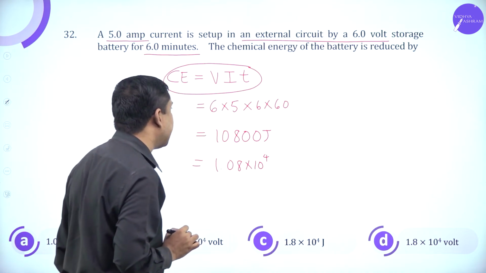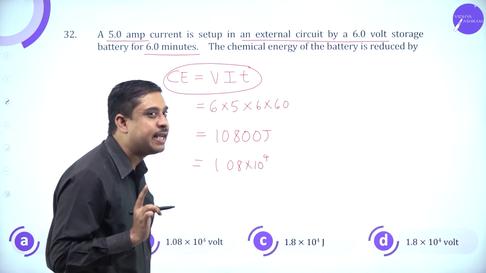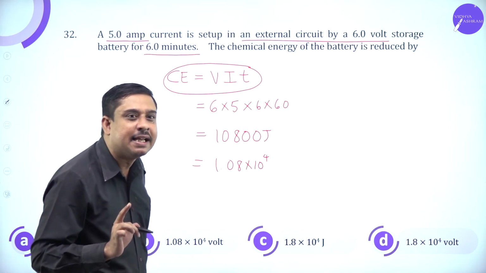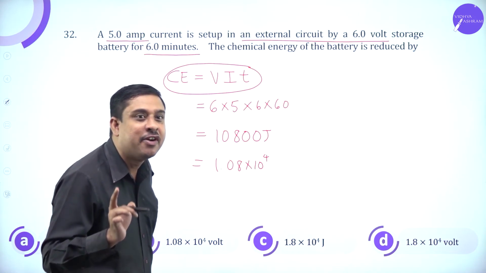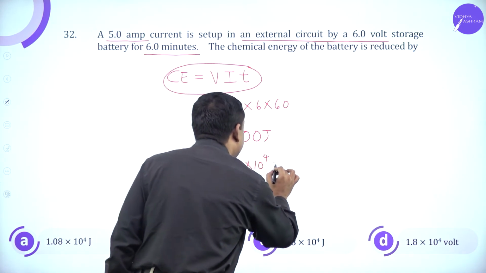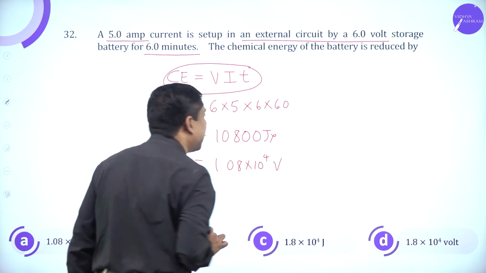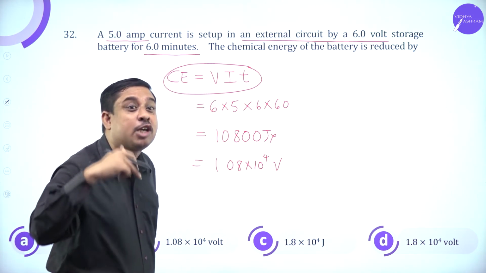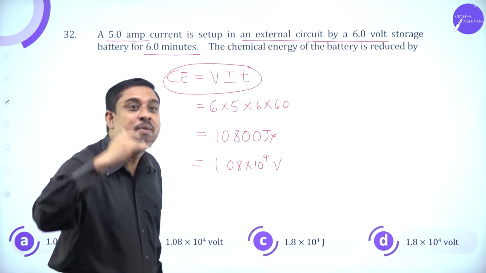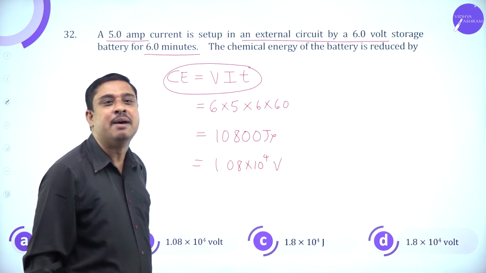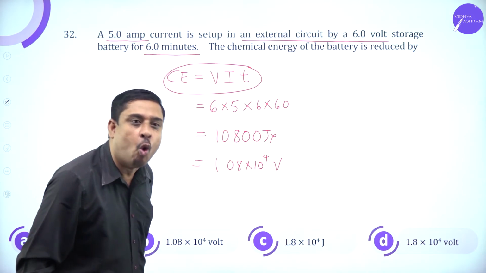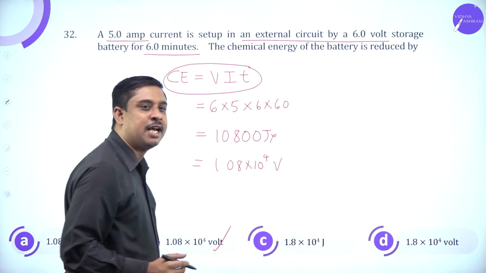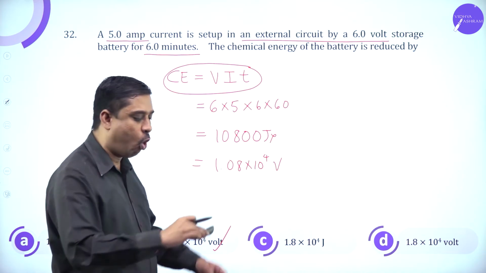The answer has to be interesting. Chemical energy is nothing but EMF. EMF is therefore in volts. It cannot be joules. Chemical energy, electrolysis, EMF is generated. EMF is expressed in volts. So the answer is 1.08 into 10 power 4 volt.